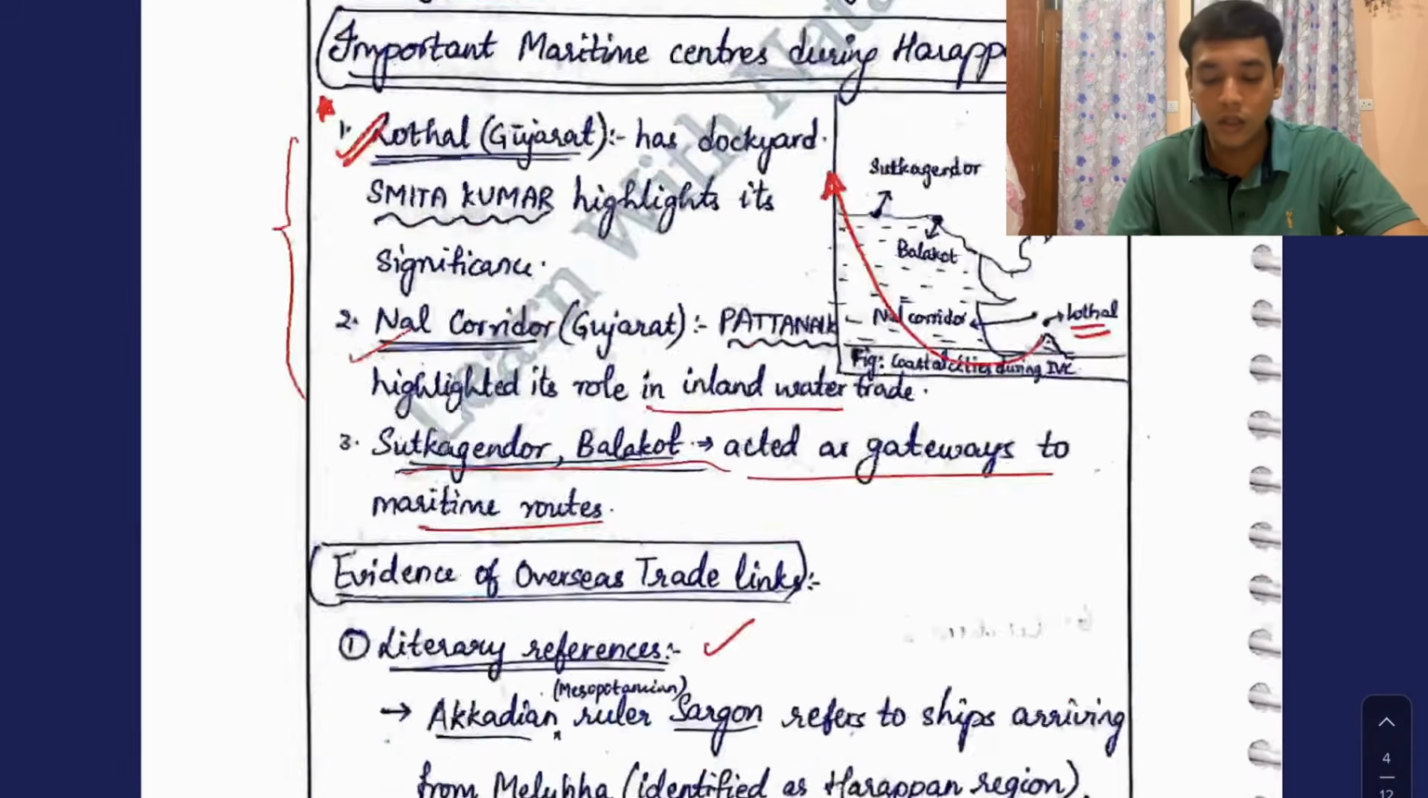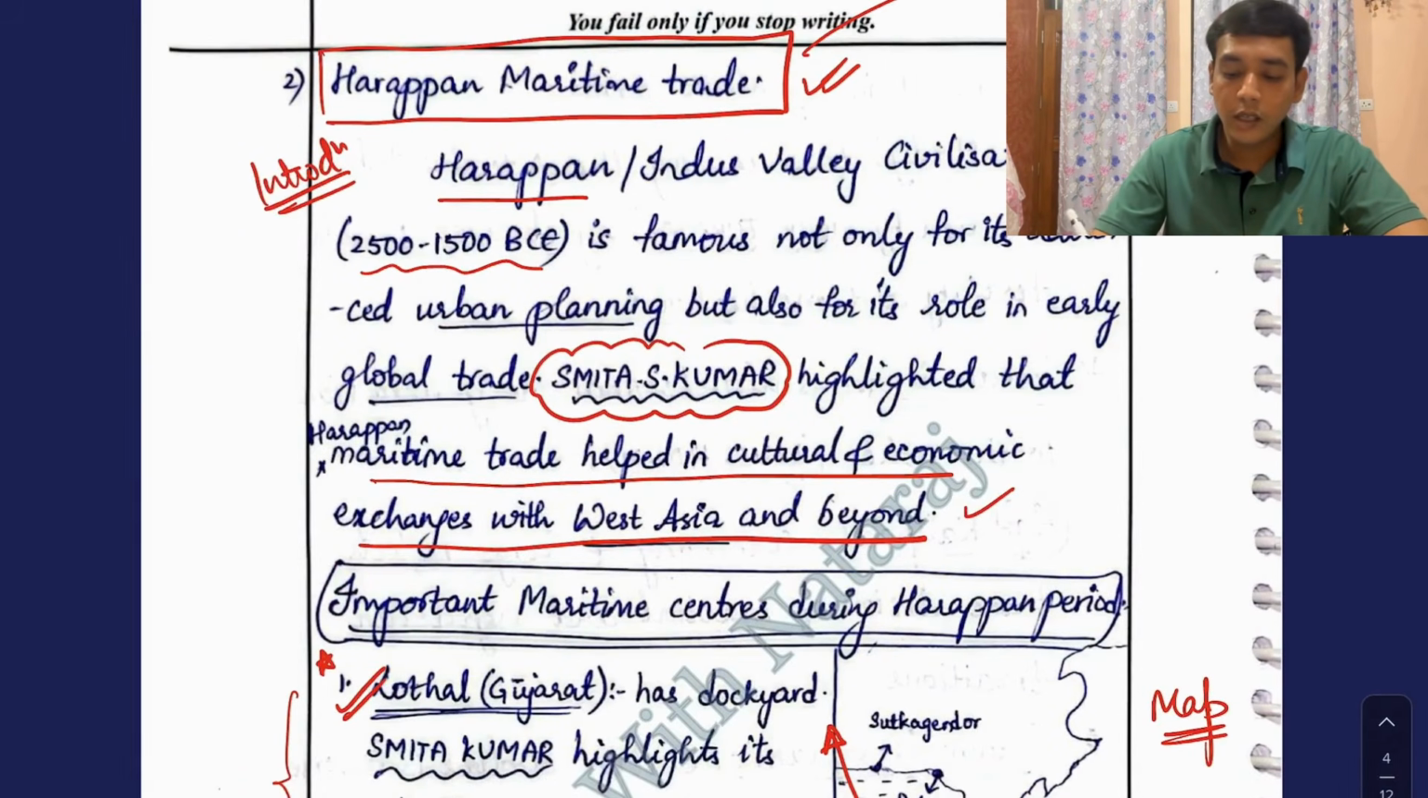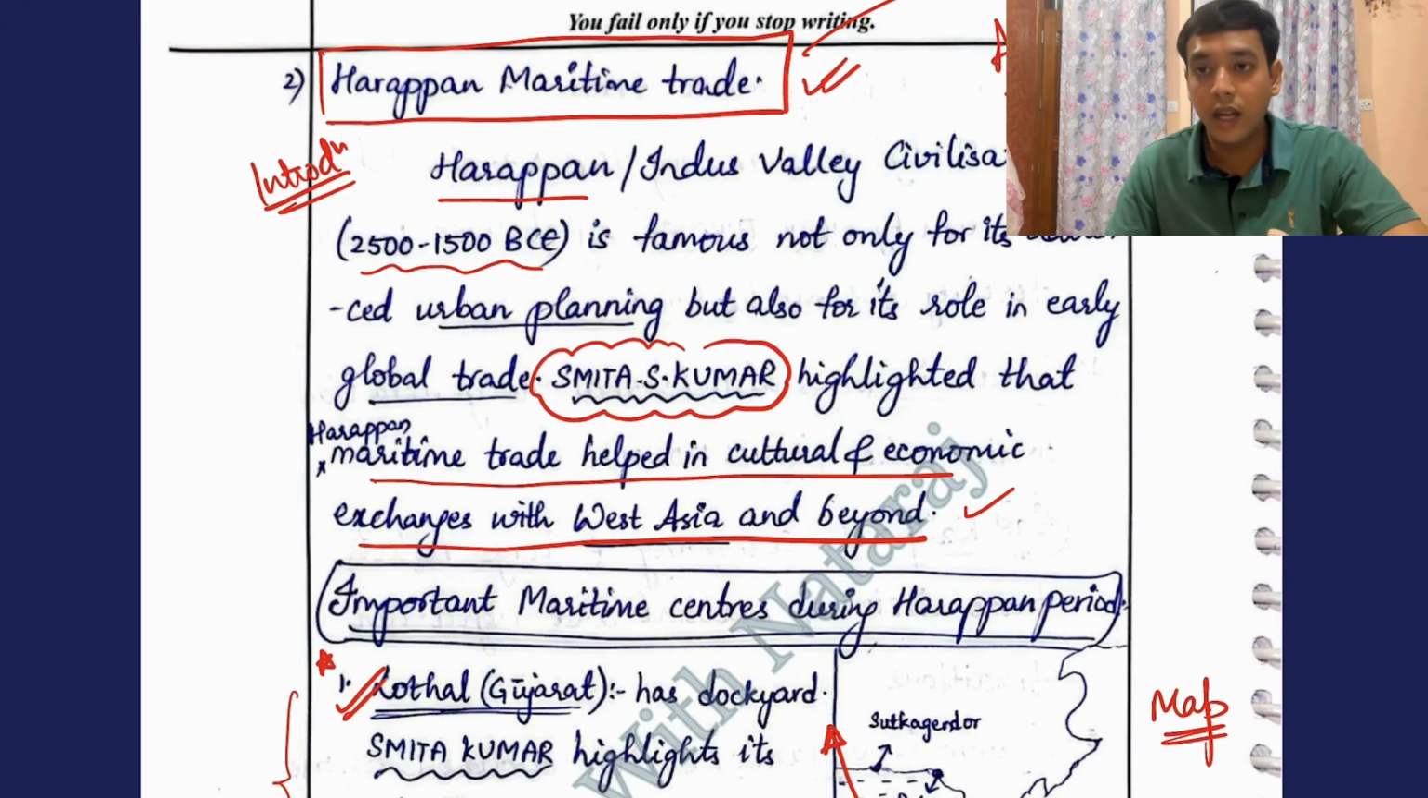It's not just a historical question, okay? It could seem like a history question, but it is not. We are giving the exam of anthro. So in anthro, human is the core, right? So how human has been shaped by Harappan maritime trade. What are the impacts, right? So these are some of the things that we need to focus on.